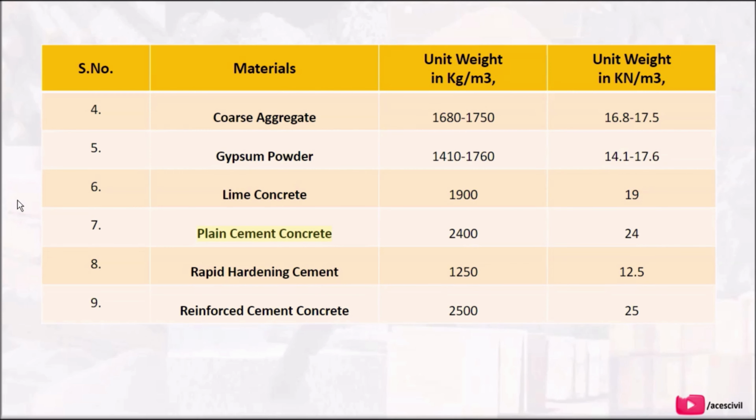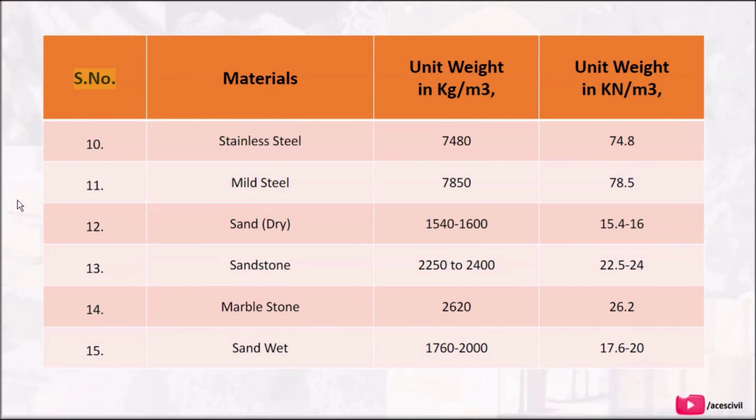Plain cement concrete. 2400. 24.8. Rapid hardening cement. 1250. 12.59. Reinforced cement concrete. 2500. 25.